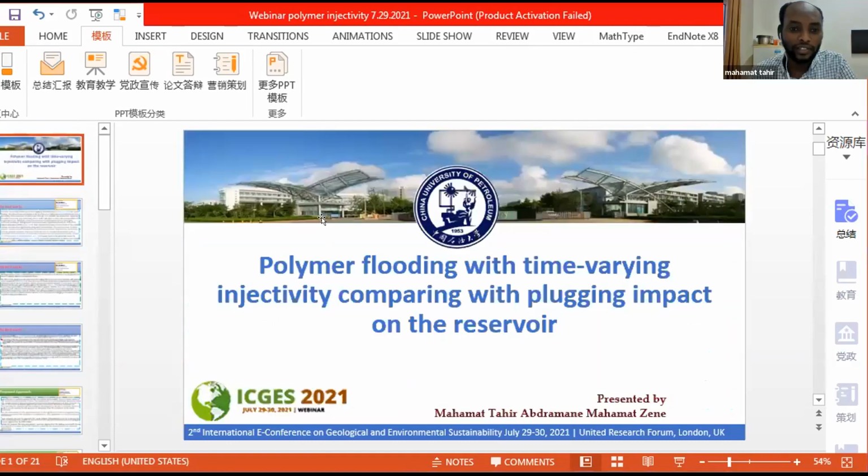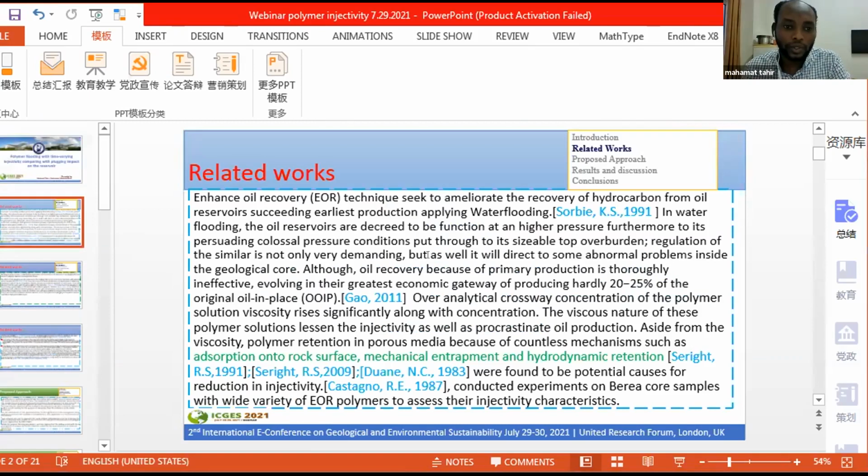As previously, I haven't shared the topic. So this is the topic. It's about polymer flooding with time-varying injectivity, comparing with the plugging impact on the reservoir. Here I would be comparing two cases, as is already mentioned in the topic. Those are some of the related works which have already been conducted previously.